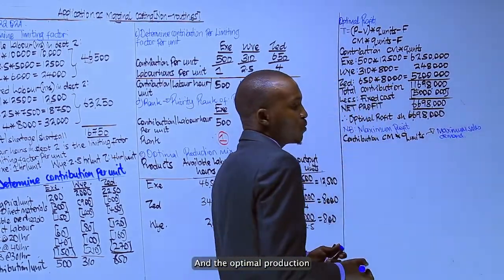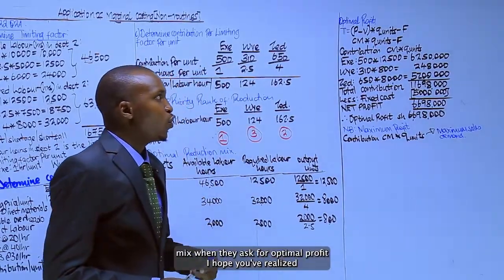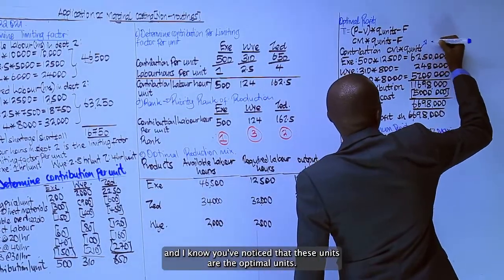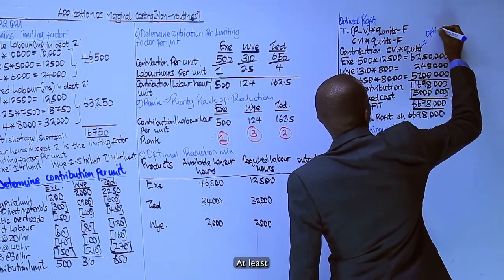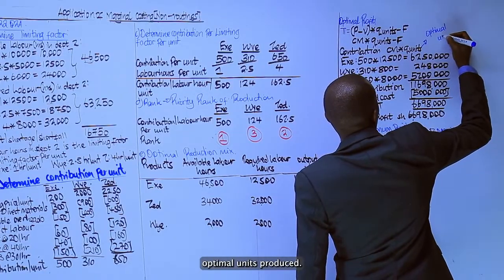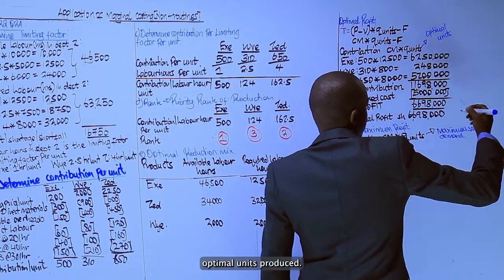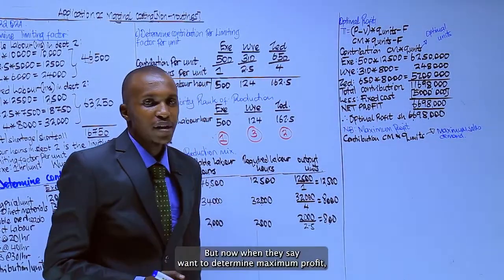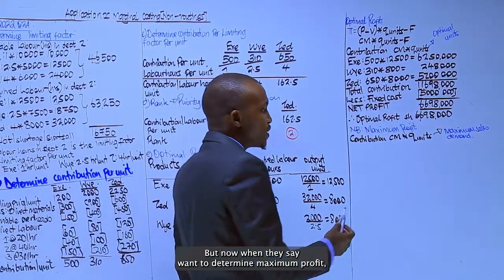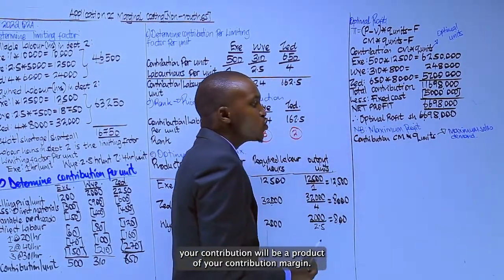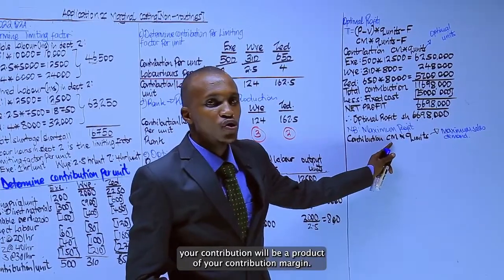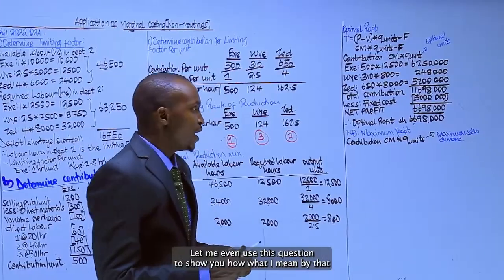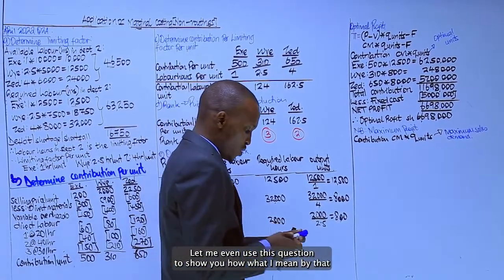And for the optimal production mix, when they ask for optimal profit, I hope you've realized that these units are the optimal units produced. But now, when they say determine maximum profit, your contribution will be a product of your contribution margin and the maximum available sales. Let me use this question to show you what I mean by that.